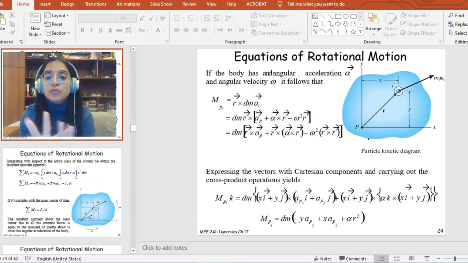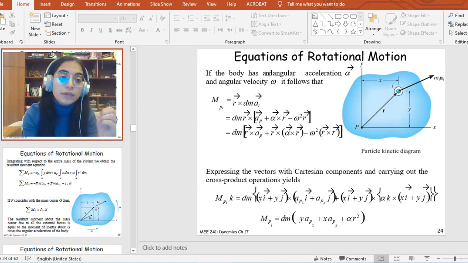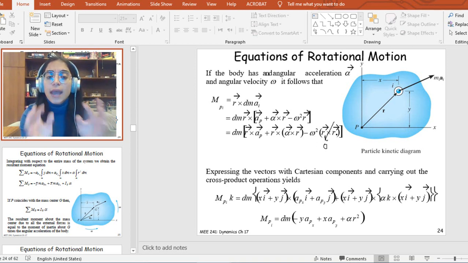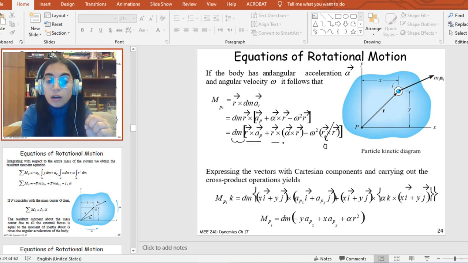Now, I'm going to replace this a_i from the relative motion analysis by a_P plus alpha cross r minus omega squared r. Then the cross product gives r cross a_P plus r cross alpha cross r minus omega squared r cross r. I know that r cross r is equal to 0, which means this term will vanish. And this means, guys, that M_P will be equal to this differential mass times r cross a_P plus r cross alpha cross r.